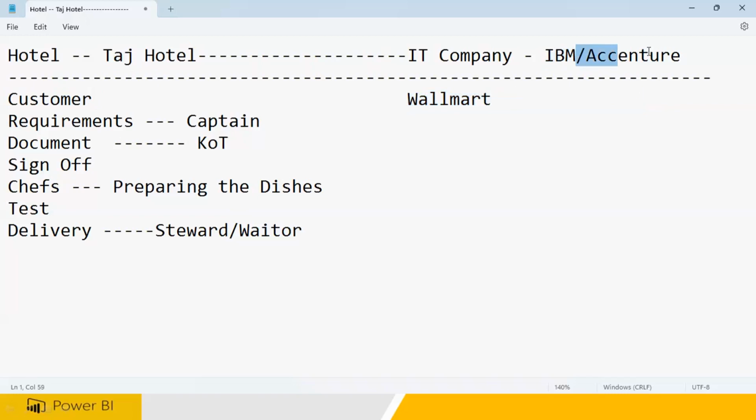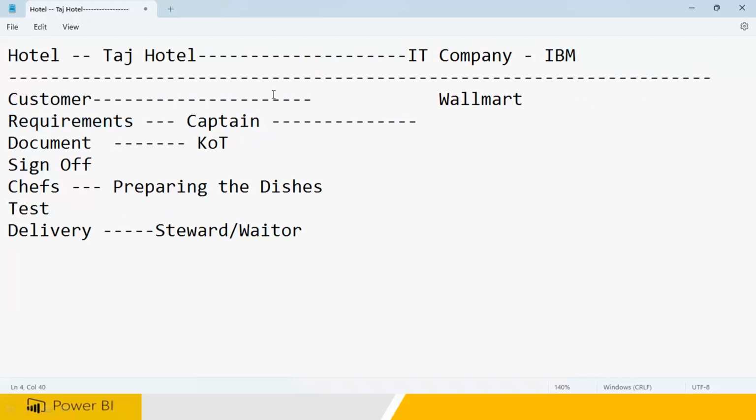Let us take one company, IBM. So IBM will have the customer. Who's the customer to you? Now I told you my customer is Walmart. Now, who's going to be going from the IBM company? Somebody has to go and collect the requirements, right? So here, Walmart company, or let us make it a bank, Citibank, so that you will be able to understand very easily, or State Bank of India.